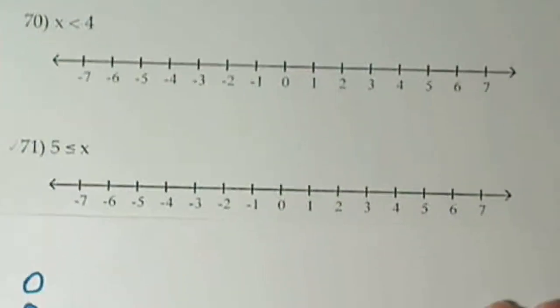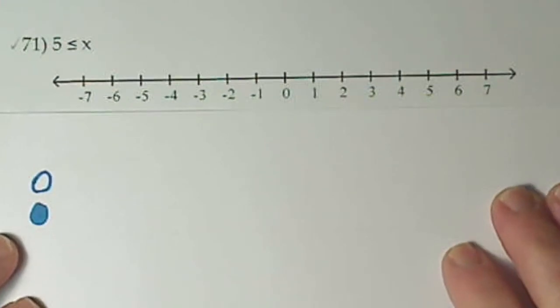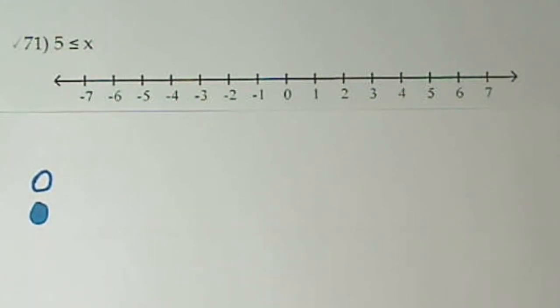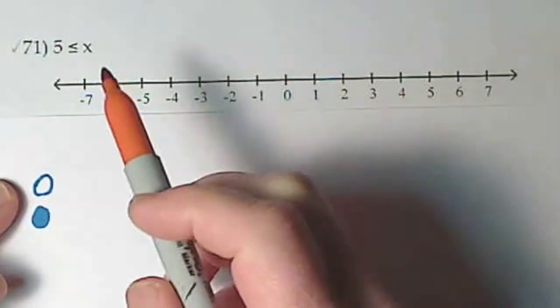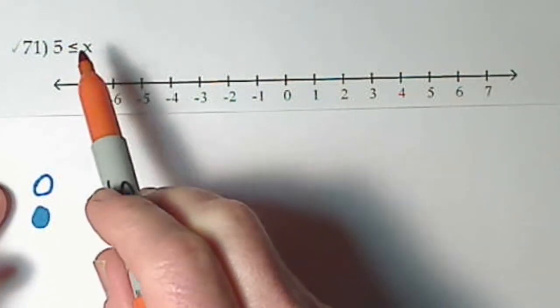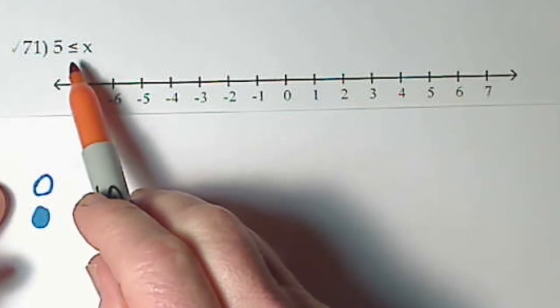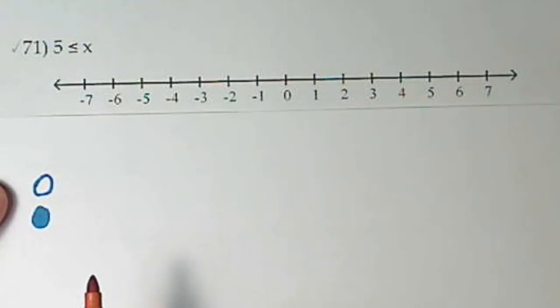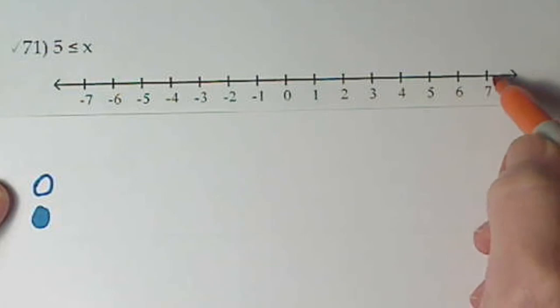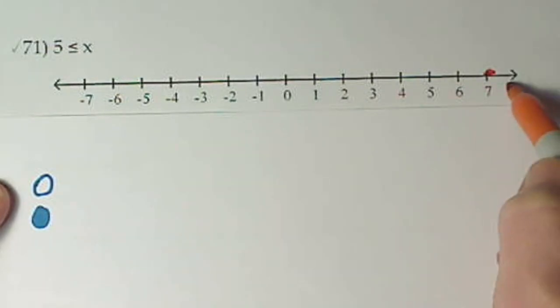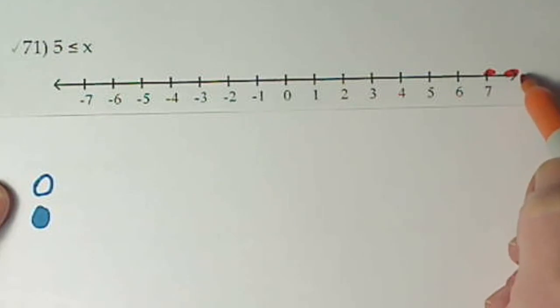Slide this up. And here we have, again, I encourage you to read this from the variable. X is greater than or equal to 5. So x could be 7. It could actually be 8. This number line goes on forever. That's why the arrow is there.